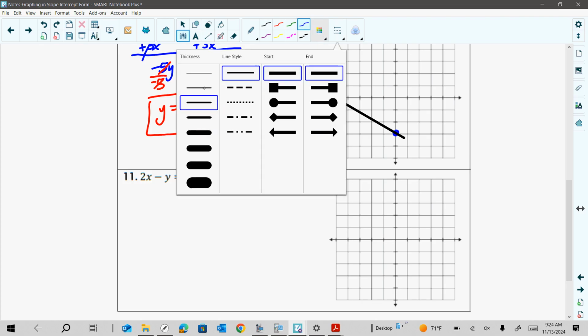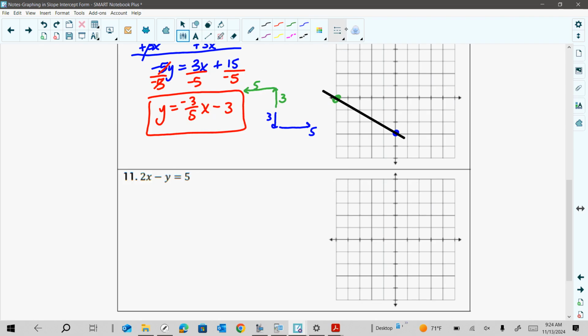So on 11, solving for y. What should we write first? Subtract 2x, on the other side. And that becomes 5 minus 2x. Hold up, what's over here though? Negative y. Yeah, negative y, and then put your x term first. 5 minus 2x is the same thing as negative 2x plus 5. It's the same thing, but we want slope-intercept form, so the x has to come before the constant.